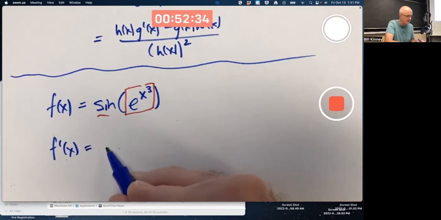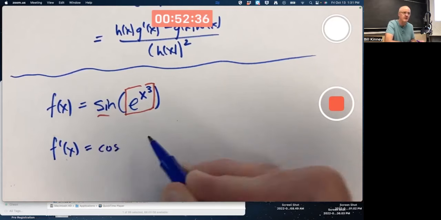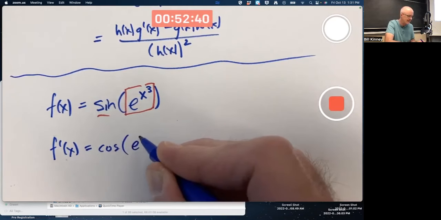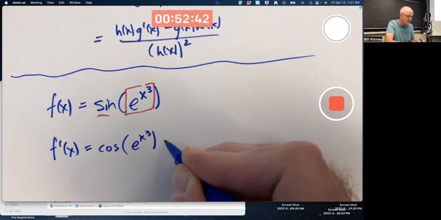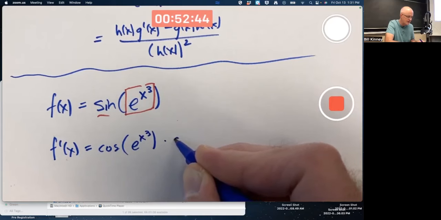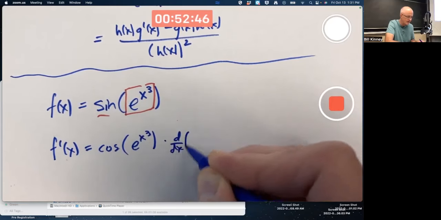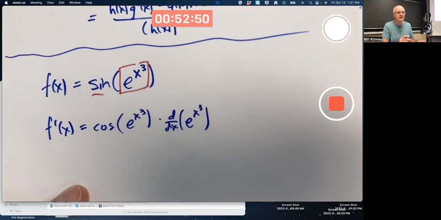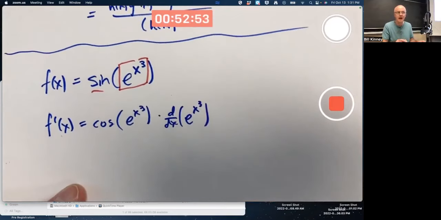Chain rule says take the derivative of the outside. The derivative of sine is cosine. Plug in the inside. Then multiply times the derivative of the inside, which I'll use the d/dx notation for because I don't yet want to do that. I don't want to actually take the derivative right away because I'm trying to be careful.